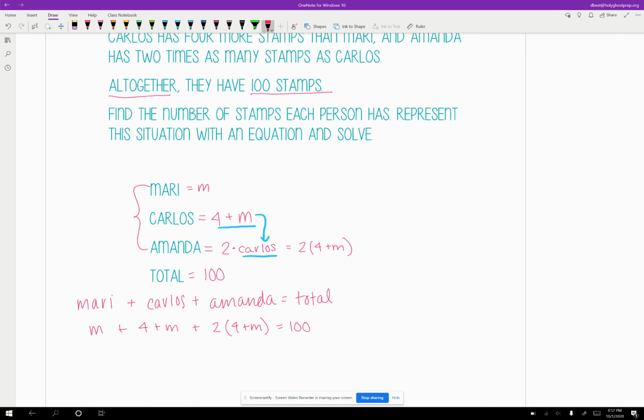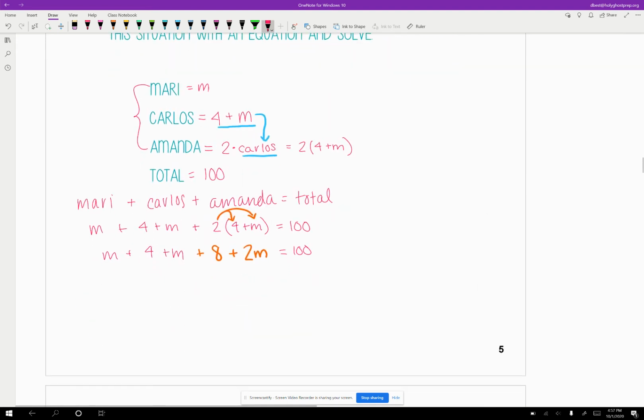And now I'm ready to solve. First, using my order of operations, I need to multiply. I need to use the distributive property here. So I know 2 times 4 is 8, plus 2 times M, or 2M. And I'm just going to bring down the entire rest of my equation. And now I'm ready to simplify.